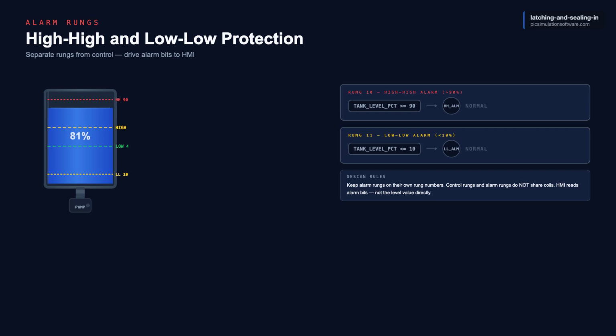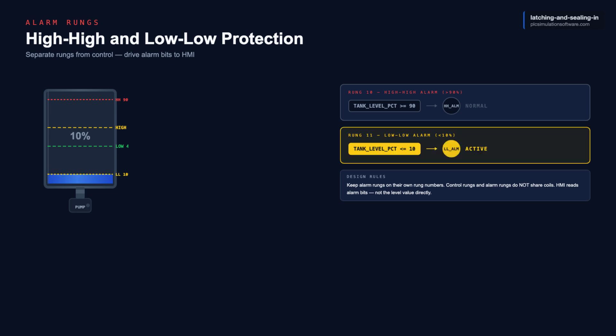The alarm rungs are independent of the normal control rungs. The control rungs handle the routine cycling. The alarm rungs handle the failures. Sensor stuck. Pump dead. Outflow valve seized open. Each of these scenarios produces a runaway level that the alarm rungs catch.